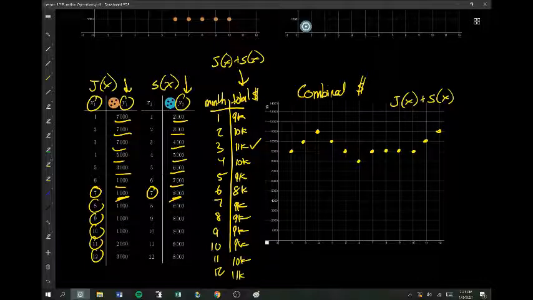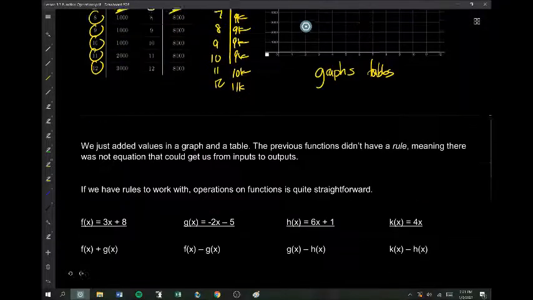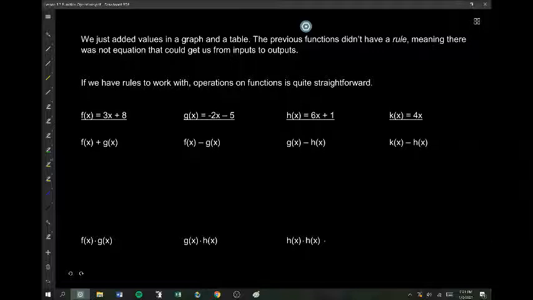Okay, so that was us dealing with graphs and tables. Next, let's talk about rules, which are also equations. So the previous functions didn't have a rule, so there's no equation to get us from the inputs to the outputs. But here are four functions that do have rules.